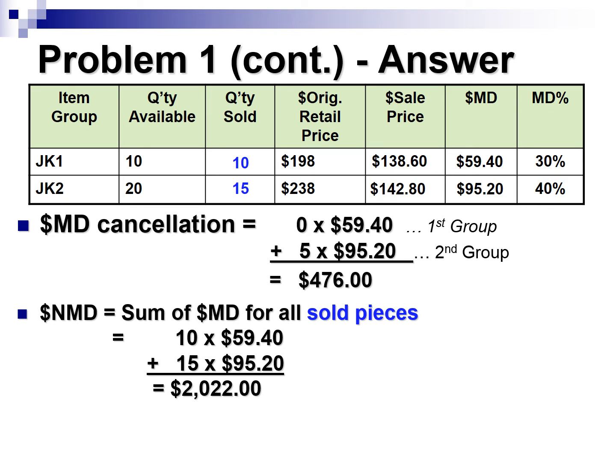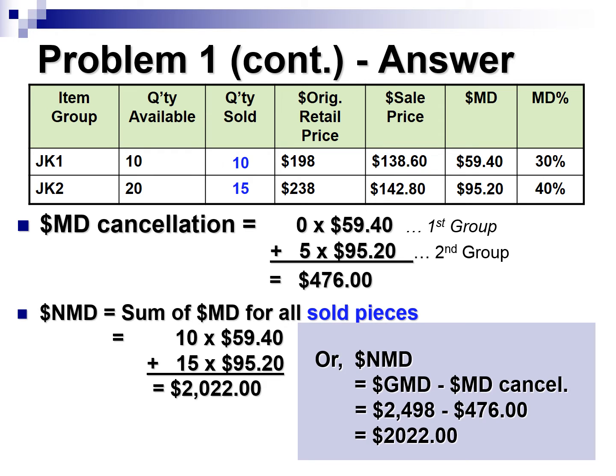The next question was net markdown dollar. For us to calculate net markdown dollar, first, conceptually it's the sum of dollar markdown of all sold pieces, right? We had 10 pieces from the first group sold, so that would be 10 times their dollar markdown, which was 59.4, plus from the second group we sold 15 units times their dollar markdown, which was 95.2. We do the calculation, and we have 2022 as our net markdown, which is an easy way to think about the net markdown dollar.